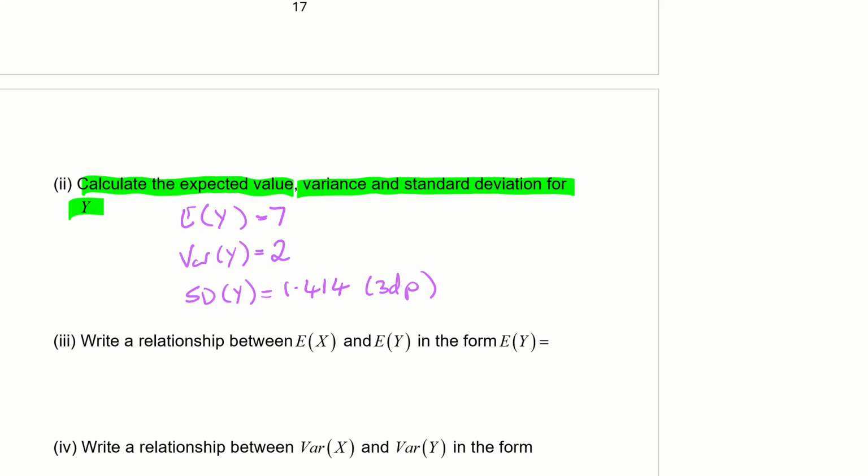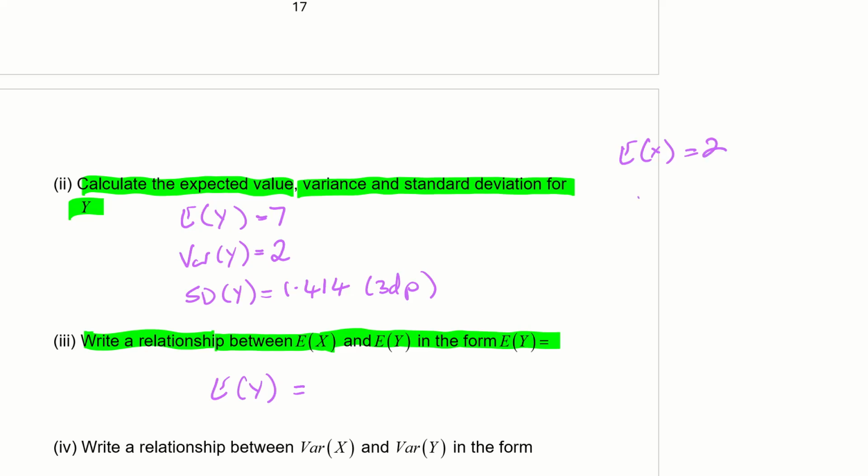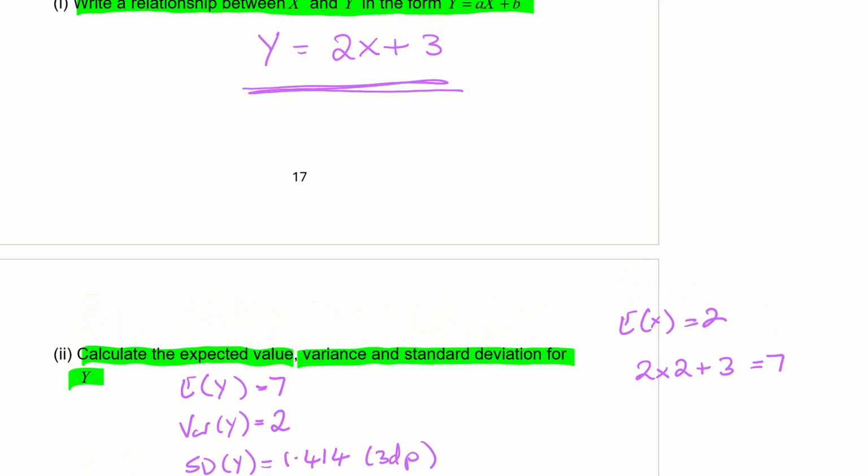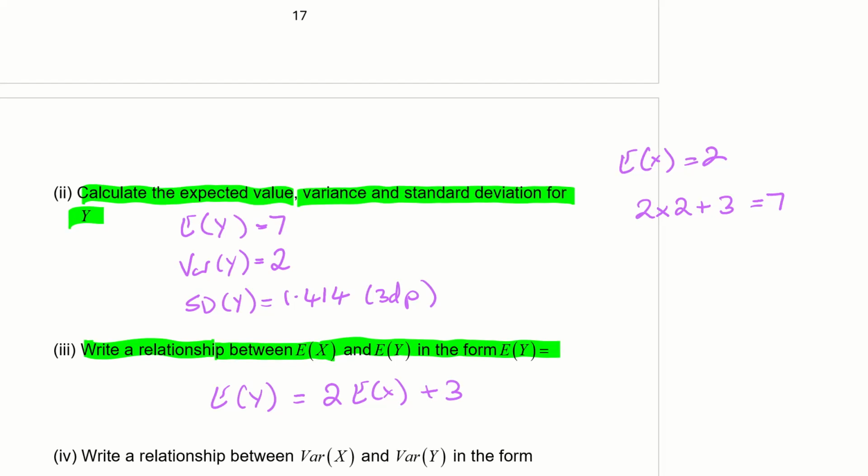Write a relationship here between E of x and E of y in the form E of y equals. So we know that E of x was equal to 2. 2 times 2, add 3, is equal to 7. So this one is twice the expectation of x plus 3. Note the relationship. y is equal to 2x plus 3. Expectation of y is 2 E of x plus 3.